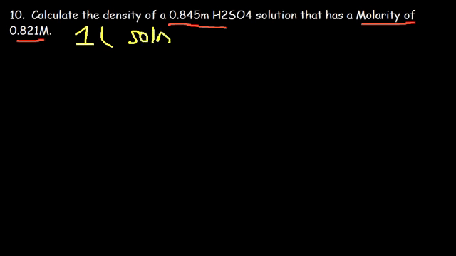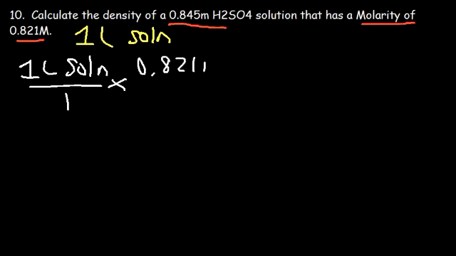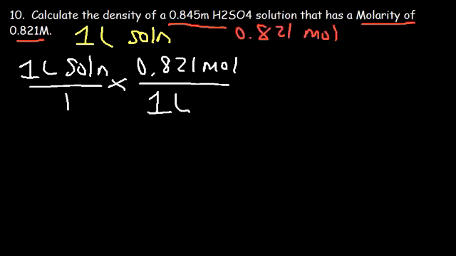And let's start with molarity. So if we have 1 liter of solution and molarity is 0.821, that means that there are 0.821 moles per 1 liter of solution. So if we have 1 liter of solution, therefore we have 0.821 moles of sulfuric acid. So these units will cancel.